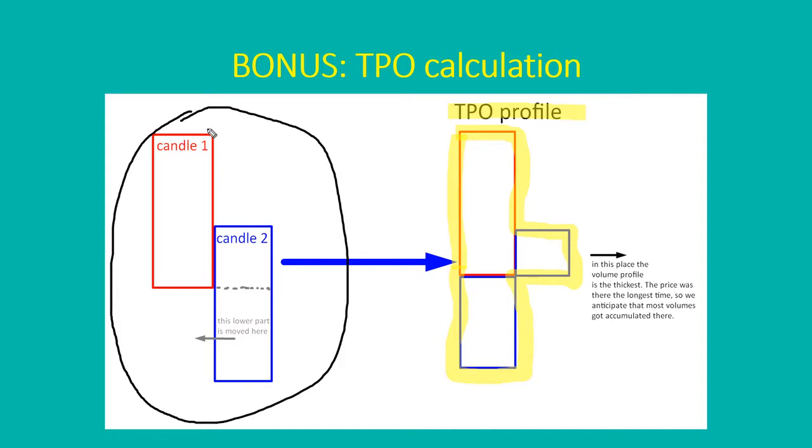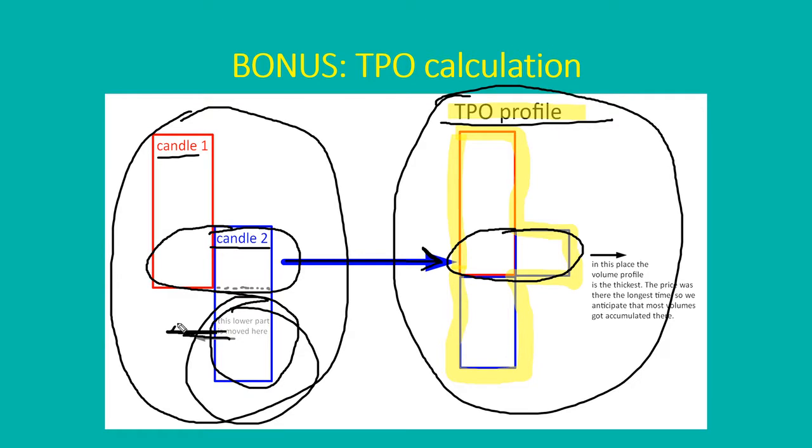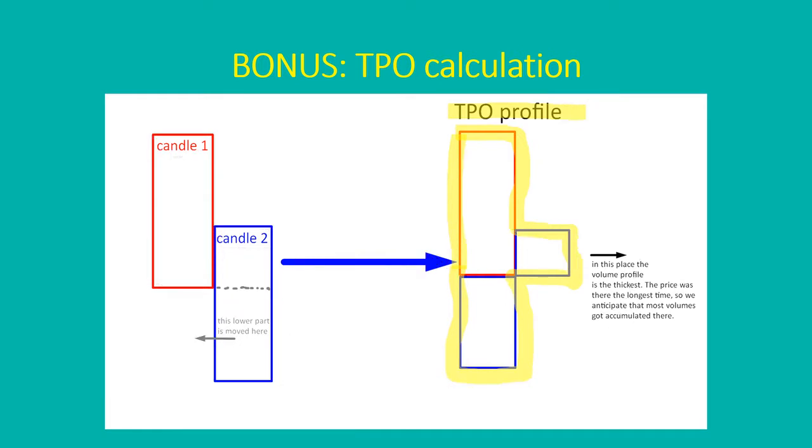This is demonstration of 2 candles, candle 1 and candle 2. And from those 2 candles, you create this TPO profile. You sort of shift those candles together so they form a histogram. And at this place where the candles overlapped, the TPO is the thickest. Alright, so this part of the lower candle is moved in here, so it looks like this in this picture. Alright, this is how TPO profile is made. That's why you don't need volume data for a TPO profile. It's created simply by using candles.